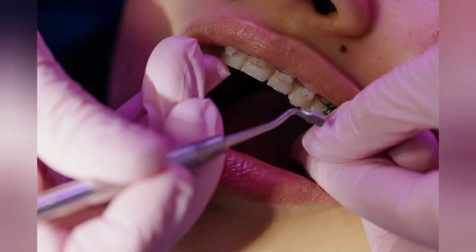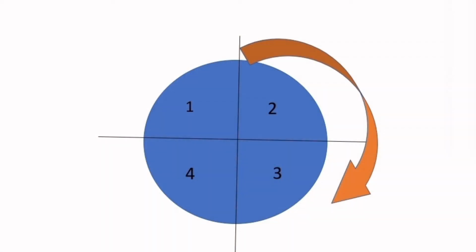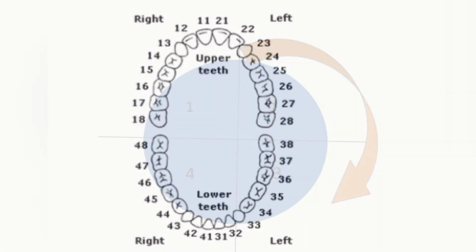For adults, the mouth is divided into quadrants numbered from 1 to 4 clockwise, starting from the upper left from the dentist's view. Now I will draw, and show you, to make it easy to understand.